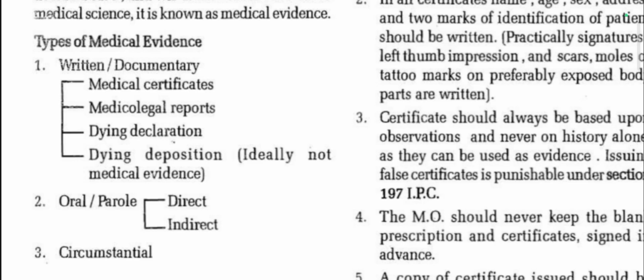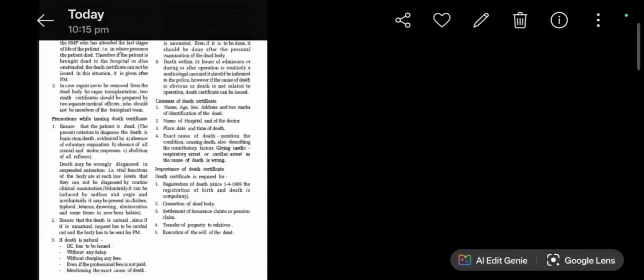We are now at the written and documentary category of medical evidence. We still have two categories, oral and circumstantial. So now what did we read? We read about the medical certificates subcategory of written medical evidence. Now we will be moving forward.